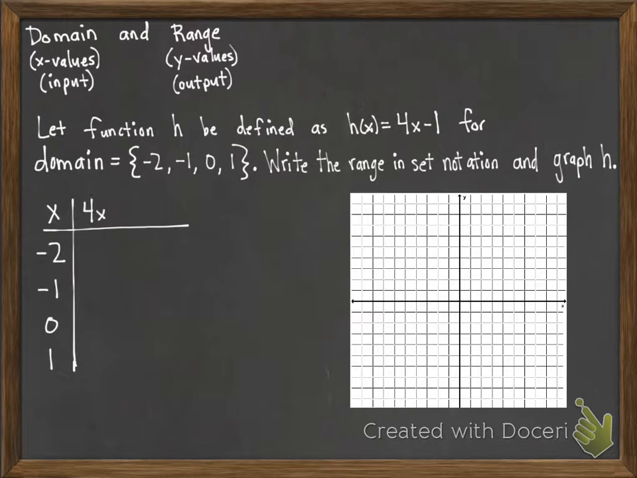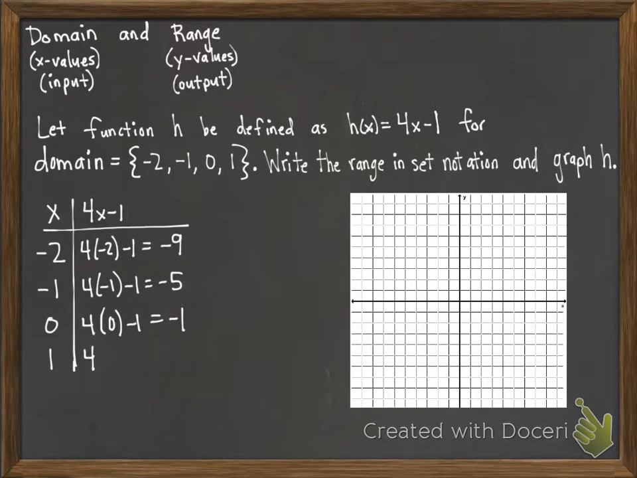Let's make a table. If we have all of our input values, we're going to plug them in for x in our formula one at a time. So when we plug in -2, we get -9. When we plug in -1, we get -5. When we plug in 0, we get -1. And when we plug in 1, we get 3. These outputs are our y values as we graph this function.